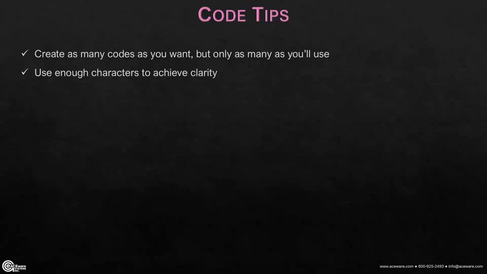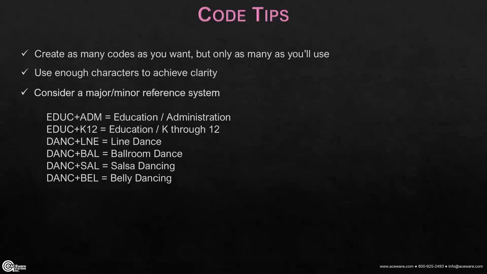Again, our final set of course tips is: use as many as you want, only use as many as you'll use. Use enough characters to achieve clarity. Right now, interest code has a full 10 digits, so there's no honest advantage to having a two-digit cryptic interest code when you can really use all 10 digits.